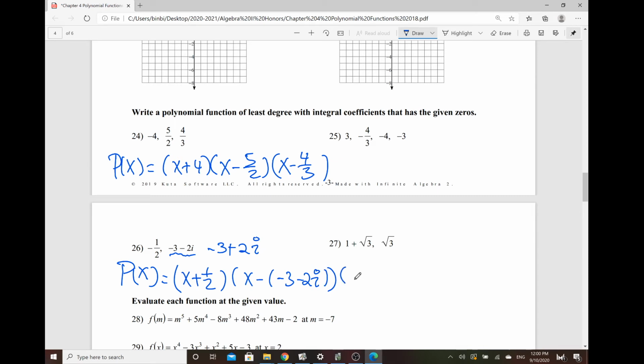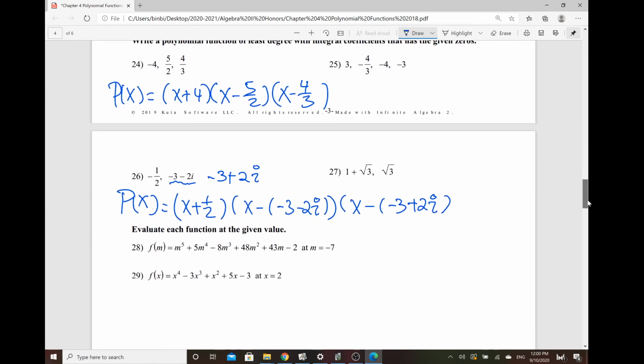And then times the quantity of x minus the quantity of -3 plus 2i. Again, for the rest of this, you probably want to multiply the conjugates first, using that regrouping method and the difference of two squares. Once you get the trinomial, you can multiply that with the binomial. Eventually, that's going to be the standard form of p of x. So finally, we're getting down to 28, 29.